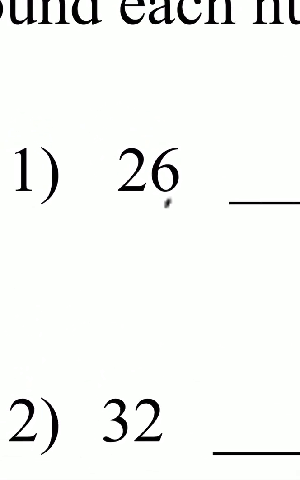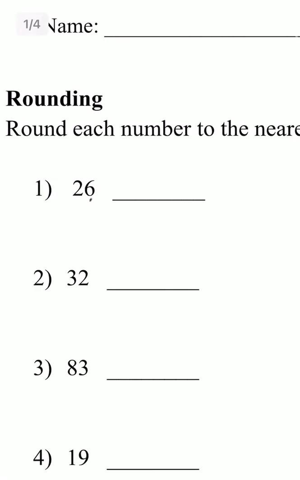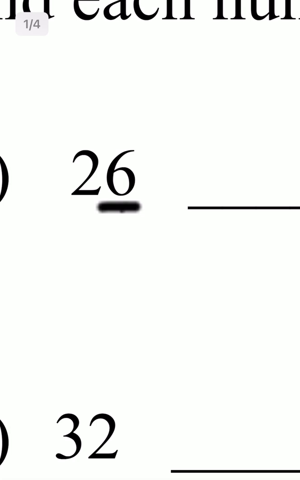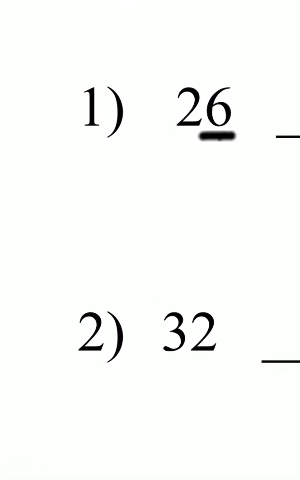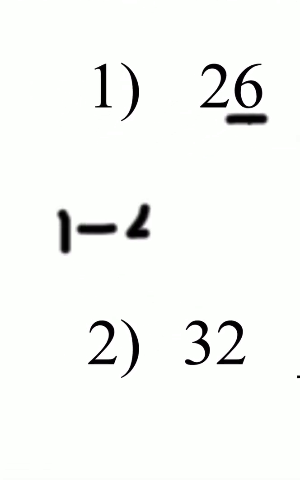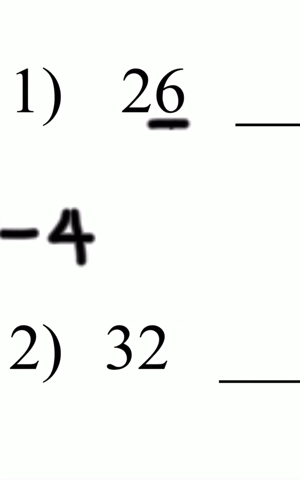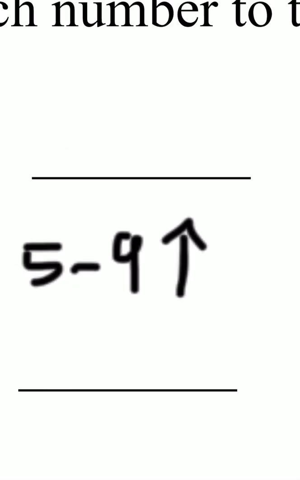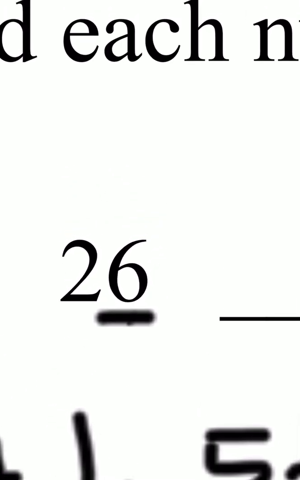So, to round the number to the nearest 10, we need to look at the ones place. And if the number is 1 through 4, we need to round it down. And if the number is 5 through 9, then we would have to round it up. And since 6 is on the ones place, we need to round it up, which would be 30.